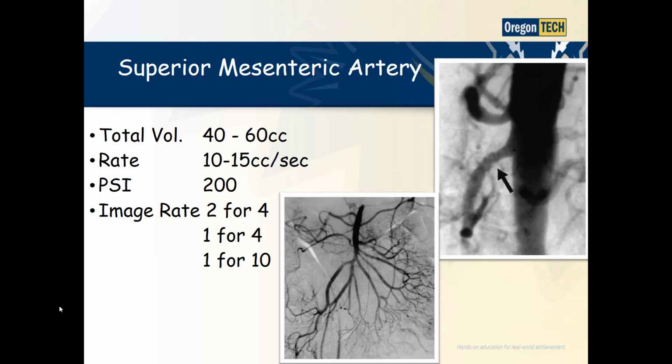Here we have a superior mesenteric artery. You can see here they picked it off, and this is an AP, and you can see all the branches here. This is going to feed the mesentery. This is also going to pick up nutrition from the digestive tract. And then here's a lateral. So this is posterior here. This is anterior here.